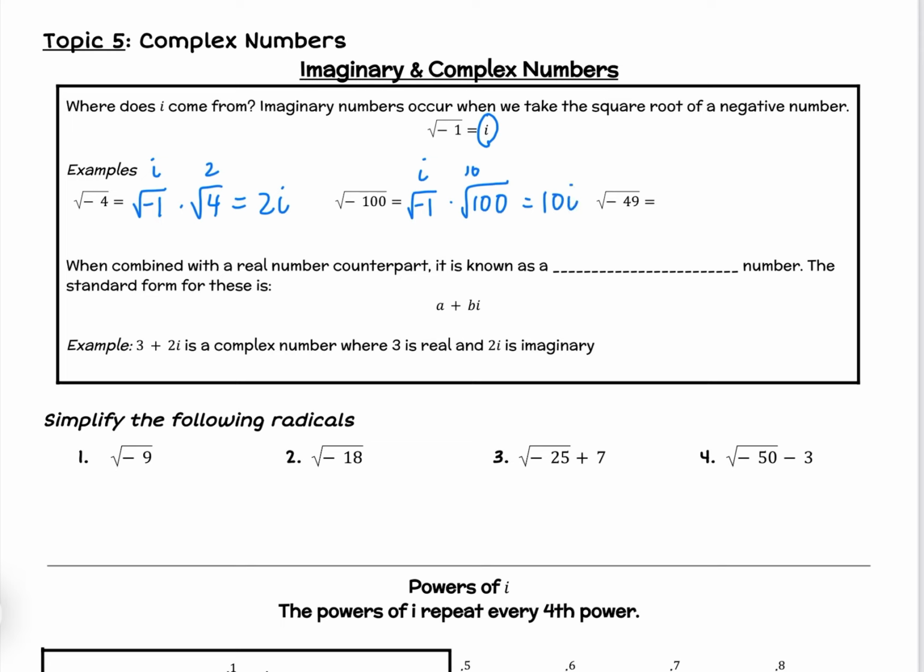For the last one, we can also skip the writing-it-out step if you recognize that the square root of 49 is 7, and the square root of negative 1 is i. So you don't have to write it out if you recognize that from the beginning. When combined with a real number counterpart, it is known as a complex number. The standard form of these is a plus bi, where a and b are real numbers and i is our imaginary number. You can see the example right there.